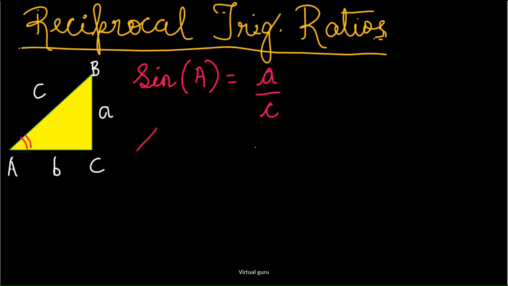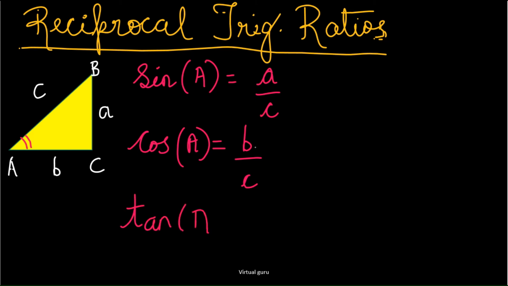Then cos of A is equal to adjacent by hypotenuse. So adjacent is B by C. Then tan of A is equal to opposite by adjacent. We have already learned this, okay? But there are three more ratios to think about.